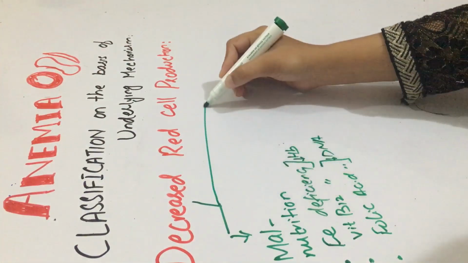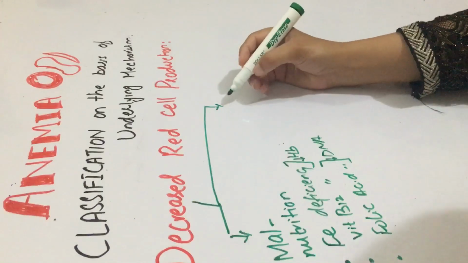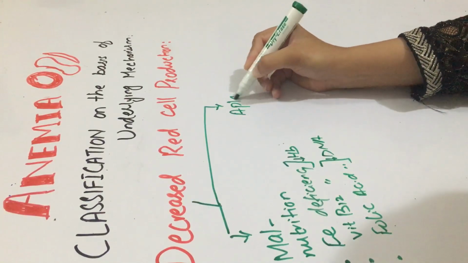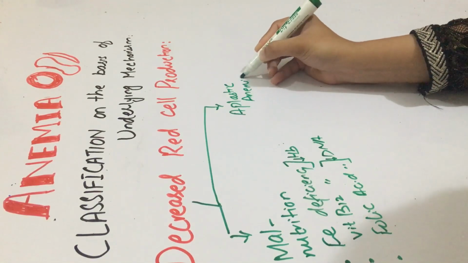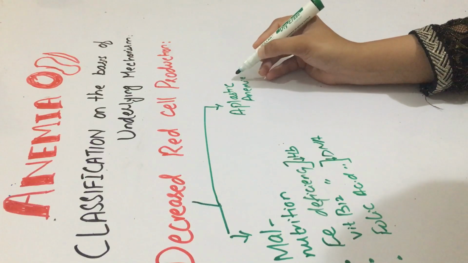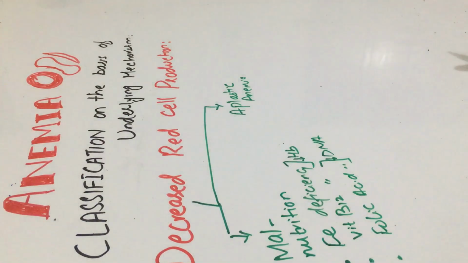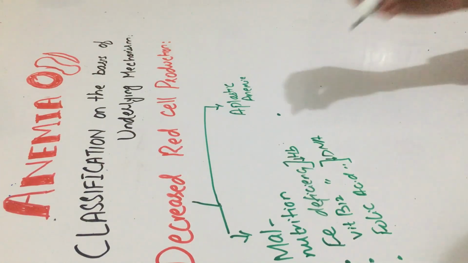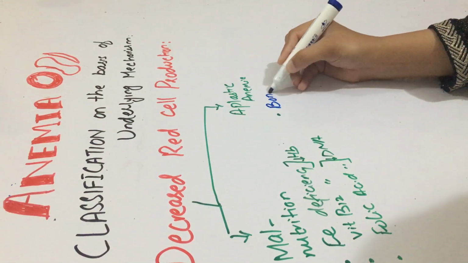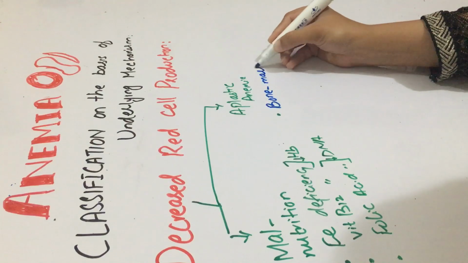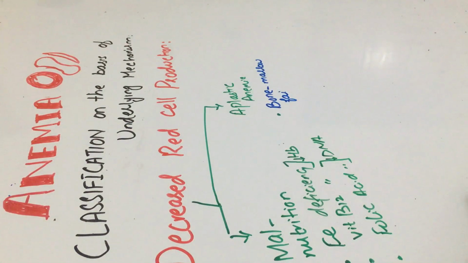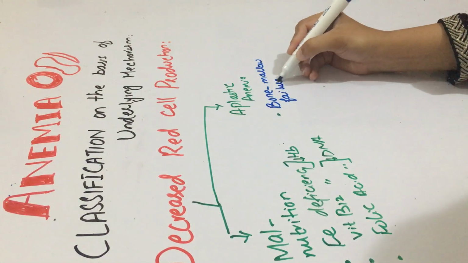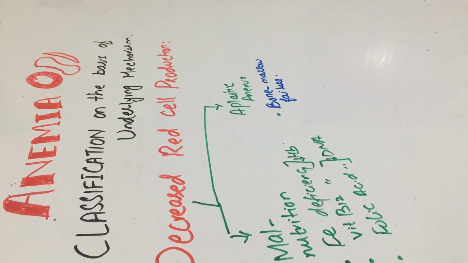The second could be aplastic anemia. A means no and plastic means tissue. In aplastic anemia, there is bone marrow failure due to any cause. Either there is an infection due to parvovirus B19 or any drugs which cause bone marrow failure.